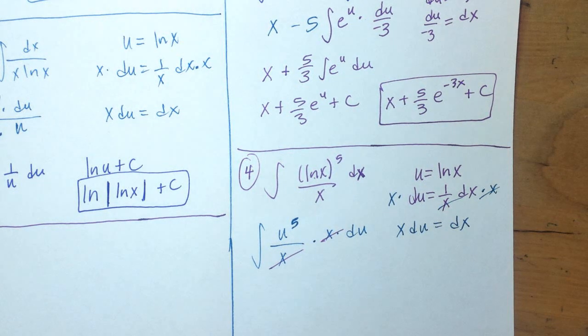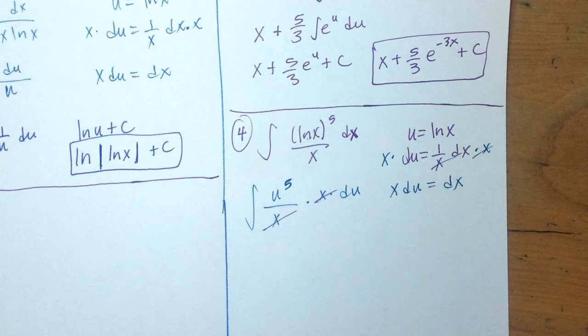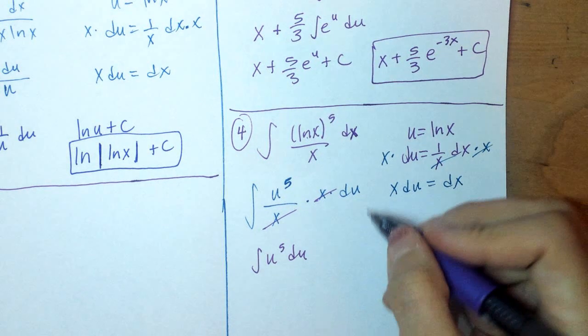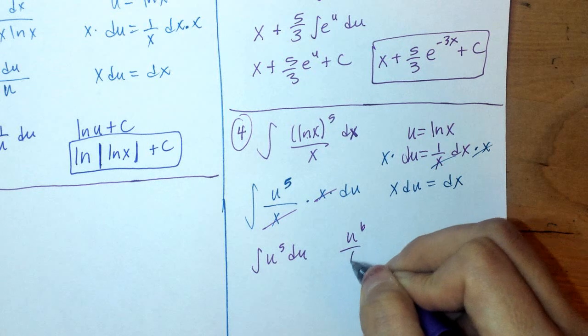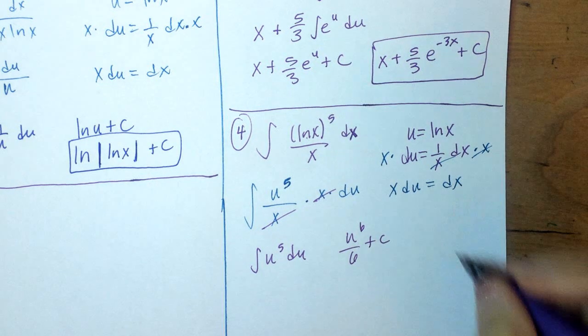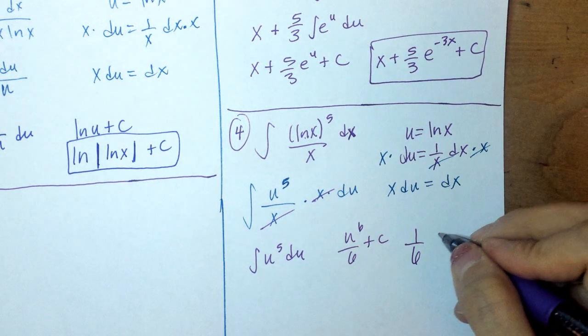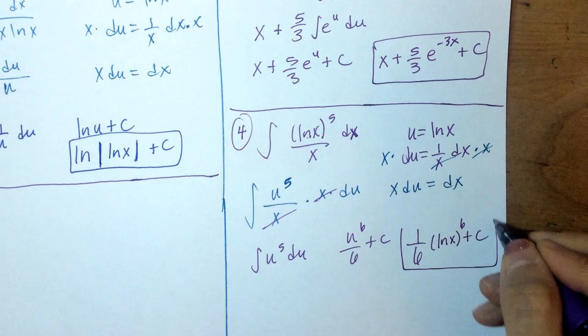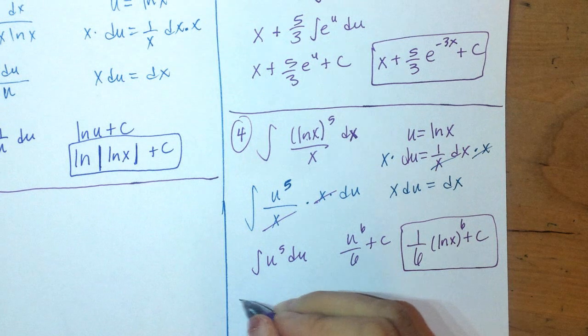And guys, a lot of it's just practice, trial and error. Even sometimes I look at a problem like, ooh, I don't remember how to do this one. Sometimes it's trial and error with your u's. So now you're left with the integral of u to the 5th du. So that's going to be u to the 6th over 6 plus c, which gives me 1/6 ln of x to the 6th plus c. So there's number 4.